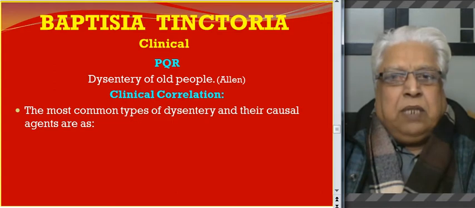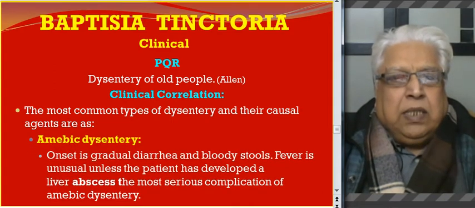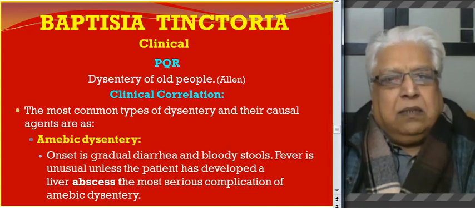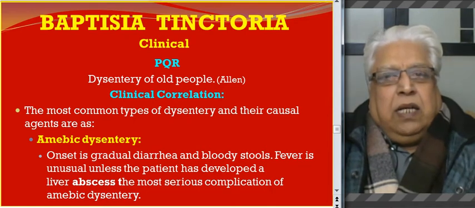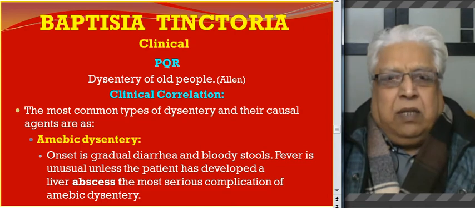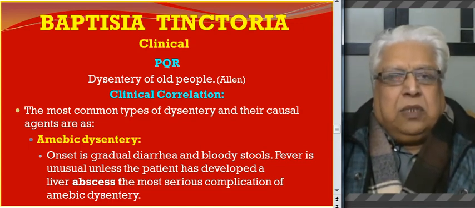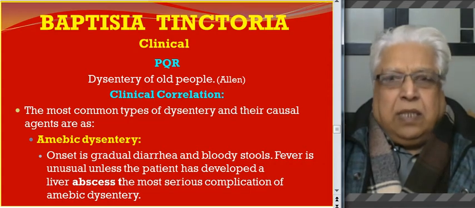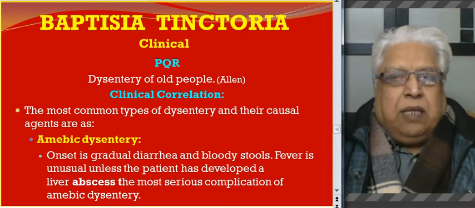The most common types of dysentery and their causative agents: number one is amoebic dysentery. The onset is gradual with diarrhea and bloody stool. Fever is usually not present, and if it is present, it should be associated with tenderness in the right upper quadrant, which is because of a liver abscess. That is one of the very serious complications of amoebic dysentery.